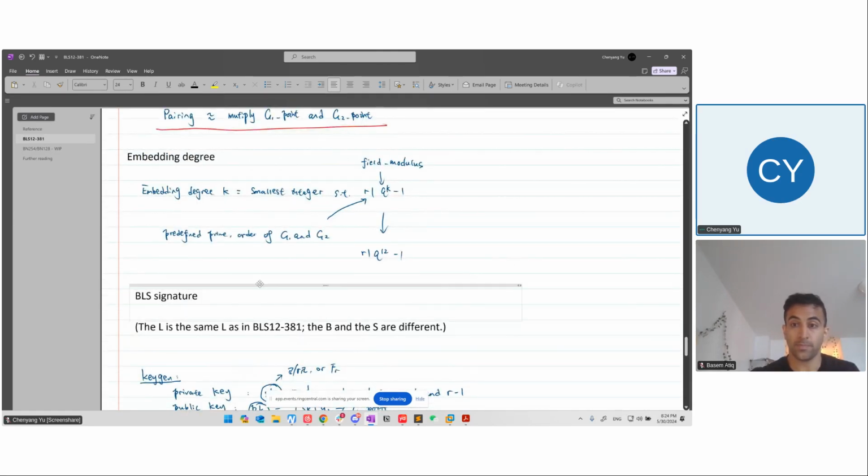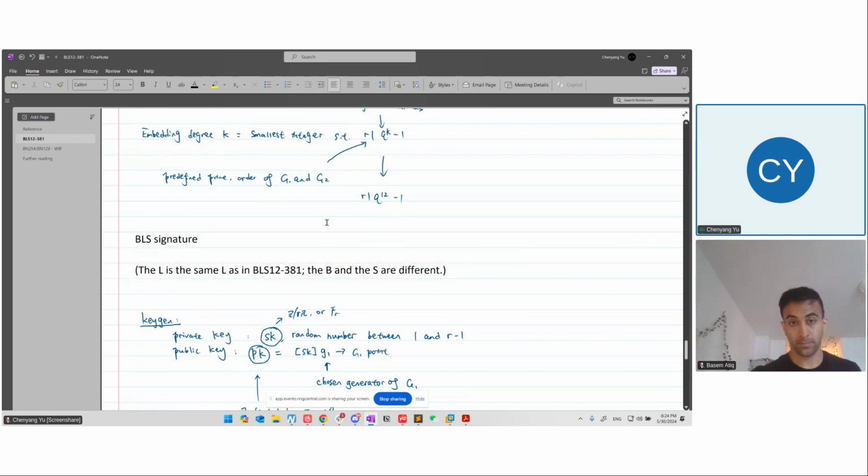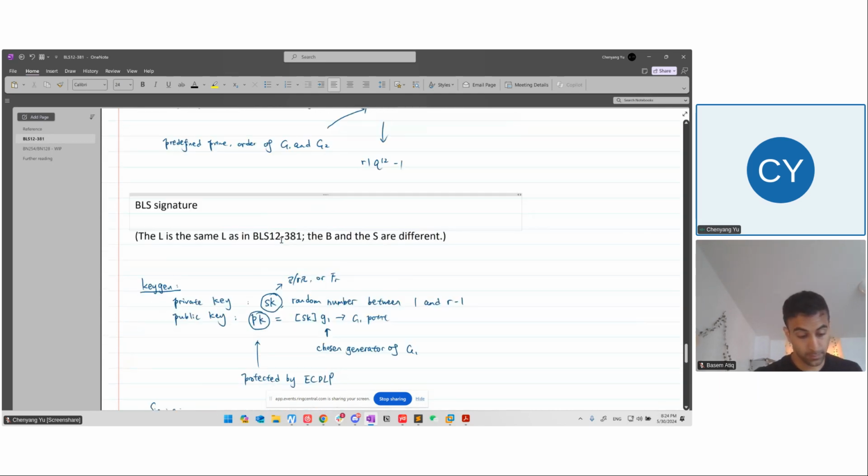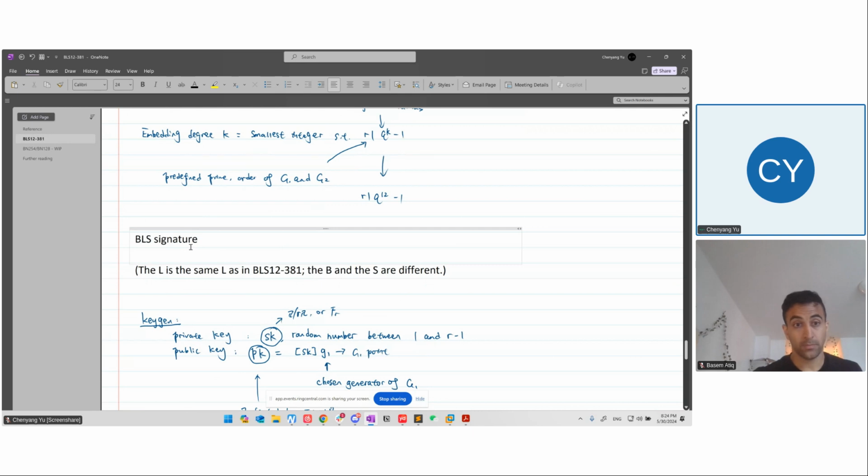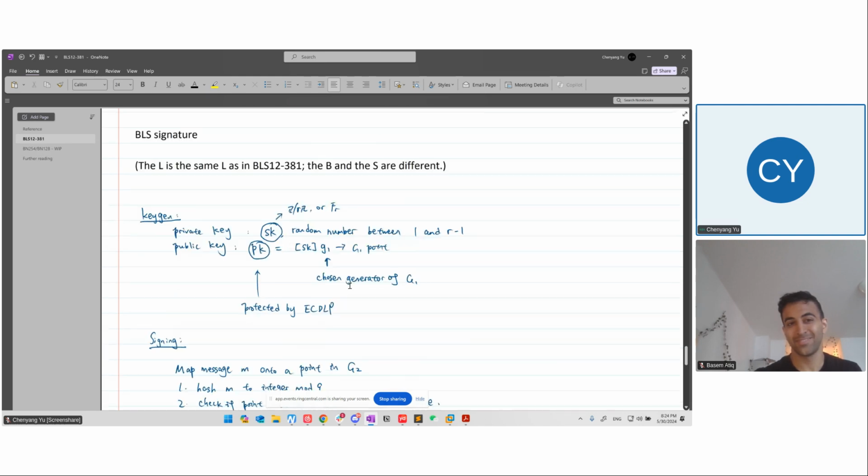That was pretty much the theory behind it. So we're going to talk about one application of BLS. I chose BLS signature. This is very fun because I didn't know that the BLS curve and BLS signature represent different people's names. The L is the same person, but this B, I think, is Dan Boneh. The B and S in the BLS curve, I don't remember their names, but it is a different B, different S, but the same L. Pretty interesting fact.